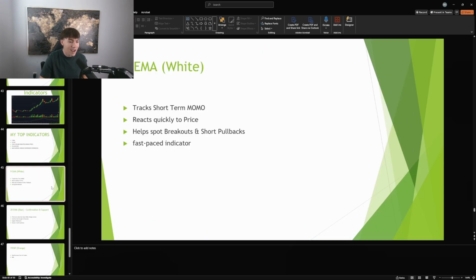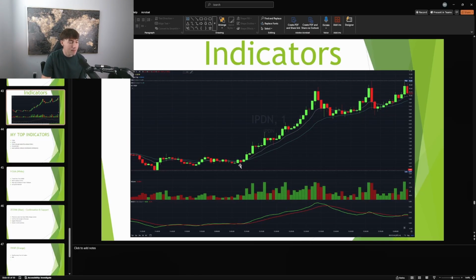So first off, the 9 EMA is one of the most important EMAs I look for, and this just shows strength and momentum in the market. It reacts to price very easily, and it helps spot breakouts with short-term pullbacks, a fast-paced indicator. So you can see as INDP moves up higher, how closely the 9 EMA follows it. It's an exponential moving average that goes along with the 9 periods of candlesticks. So on the 1 minute chart, it's going to take the average of the 9 periods before it, and it's going to scale up with it as it goes.